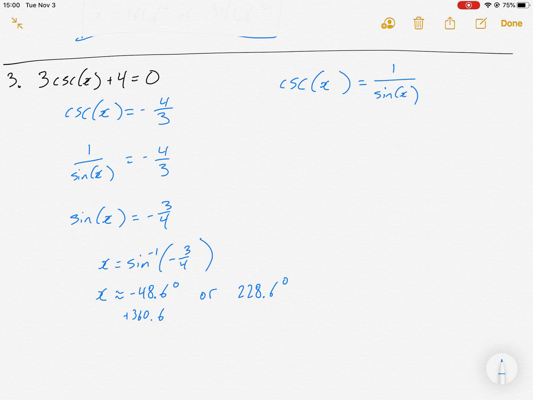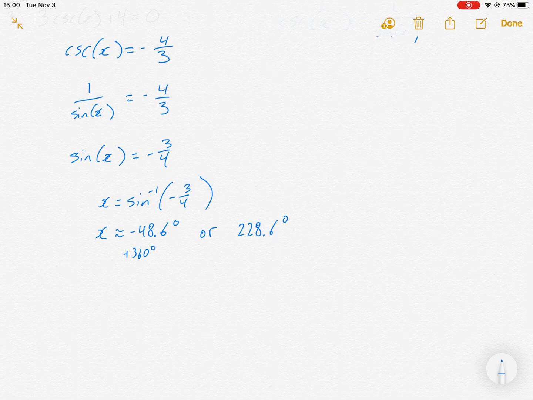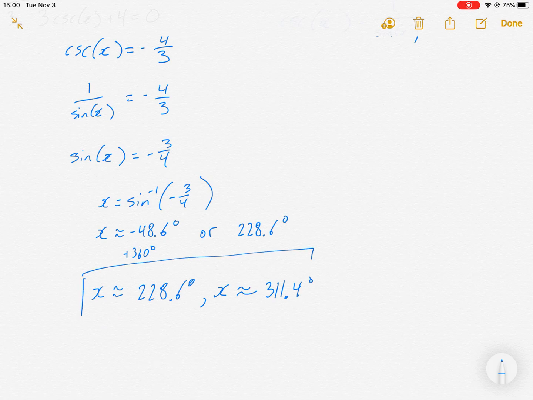Let's do this on the calculator real quick. Okay, so I get 311.4. So x is approximately 228.6 degrees, or x is approximately 311.4 degrees. All right, and so those are our two answers.